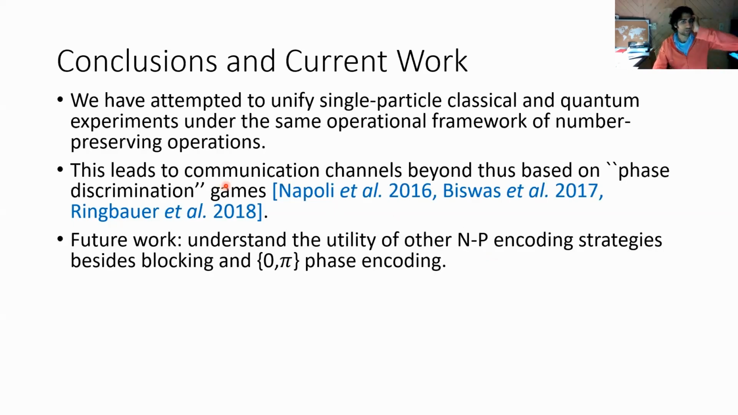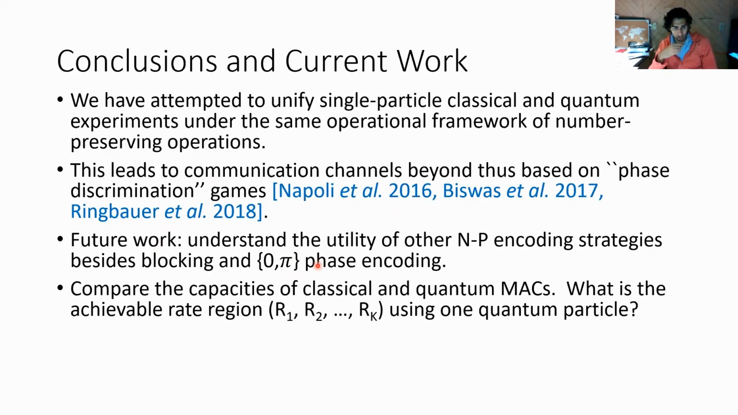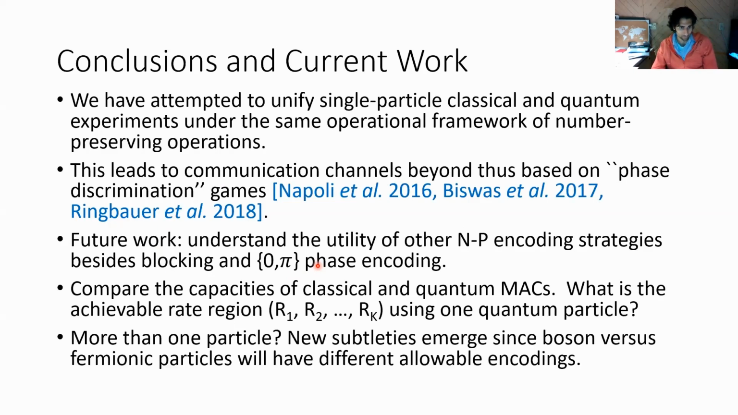Okay, so some future work that we're working on right now is to understand these NP operations a bit better. Most of our results were based on either blocking the path or doing a 0 pi phase encoding. And in fact, in some cases, we've been able to prove that the 0 pi phase encoding is optimal. But in other cases, it's still open. And so again, we want to further refine this distinction between the classical and quantum maps in terms of these rate regions. So we have some other results in that direction.